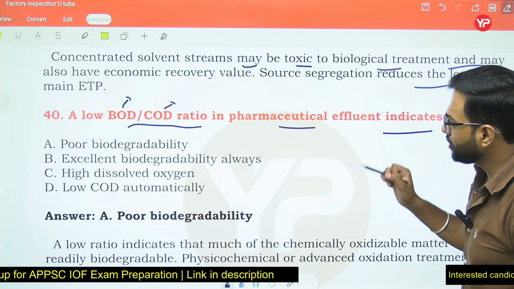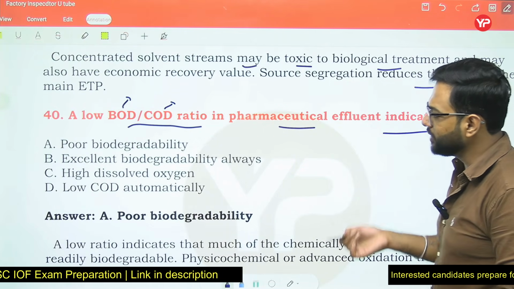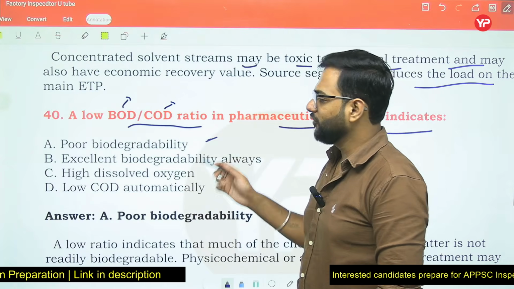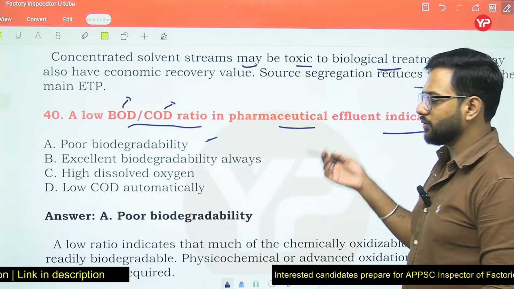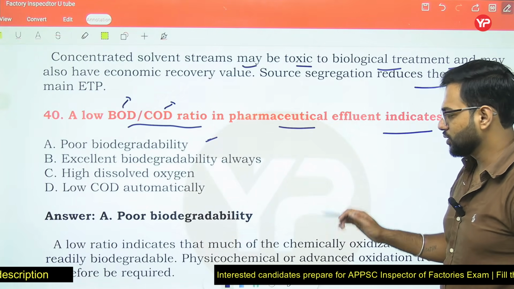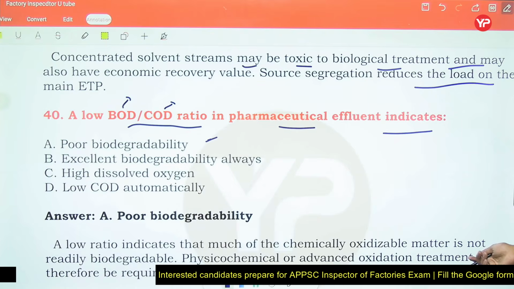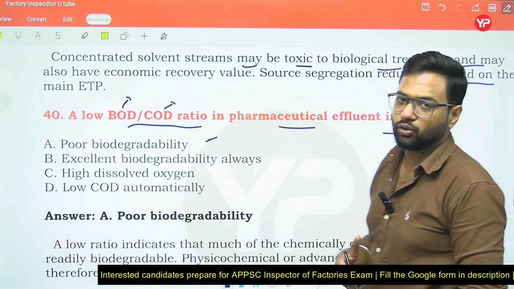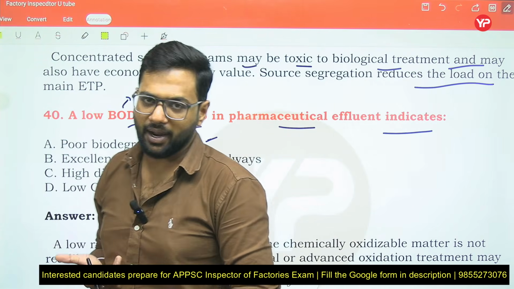So if the BOD by COD ratio is low, it means poor degradability, and in pharmaceutical wastewater you will observe a lower value of BOD by COD ratio. That indicates that most of the organic matter is not biodegradable, it is non-biodegradable, friends.